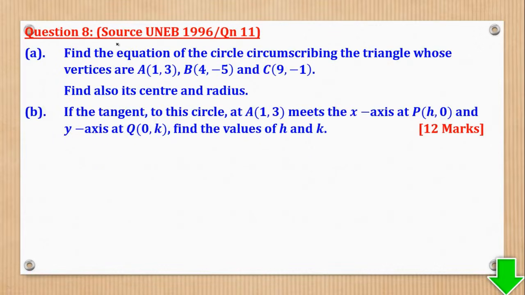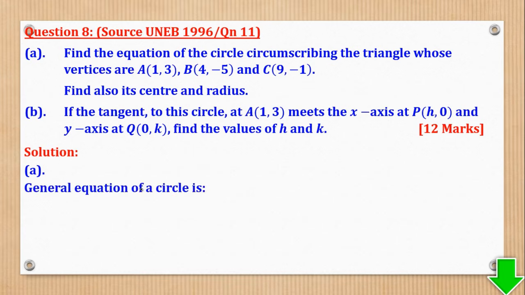Then question 8 came from UNEB 1996, paper 1, question 11, and says, part A, find the equation of the circle circumscribing the triangle whose vertices are this. Then find also the center and radius. I think let's start with that one.